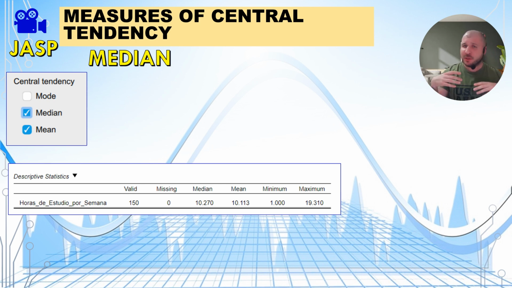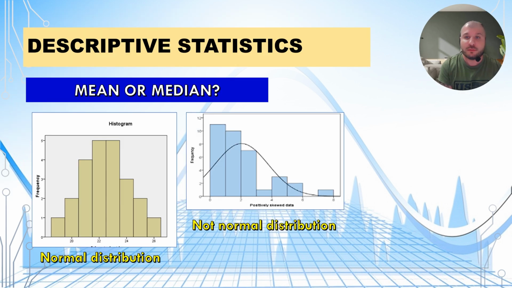Now, you're surely asking yourself right now, what do we use? Should I use the mean or should I use the median? That's something really interesting, and this is what I'm going to tell you about. Okay, here we go. The mean or the median. The mean is usually more representative of our data set when we have a normal distribution. But if the distribution is not normal, in which the data is very skewed, positively or negatively, we would prefer the median because it will be more representative.